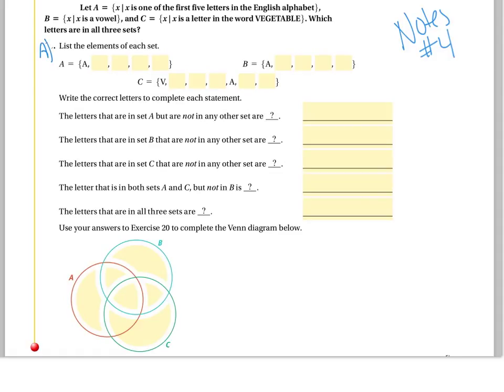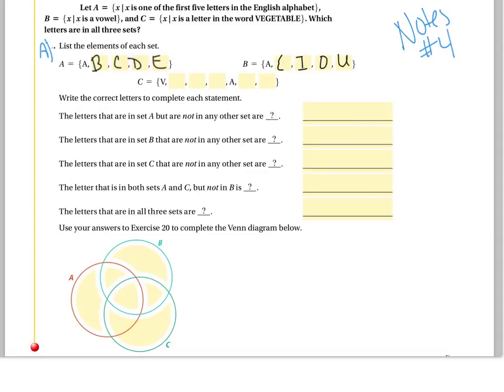Knowing that set A is the first 5 letters of the English alphabet, we're going to write A, B, C, D, and E. Set B is the vowels, so we're going to have A, E, I, O, and U.